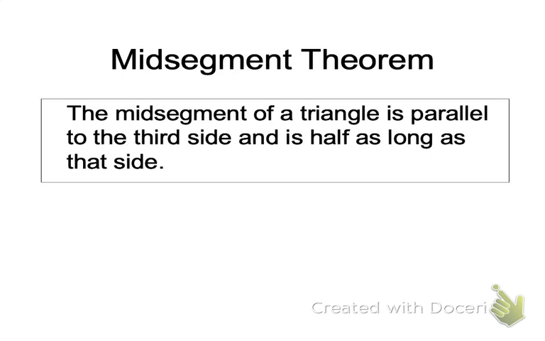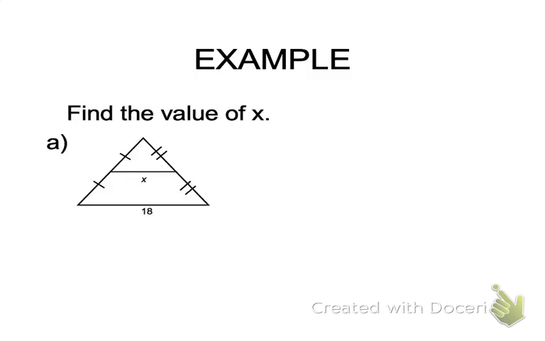Okay, so let's go through some easy ones first. Very good. Is X on a mid-segment or on a third side? Mid-segment, right? So since it's a mid-segment, that means it's half of the third side. So X is equal to half the third side, which is 18. I'm just writing this out for now. So X would be equal to 9.